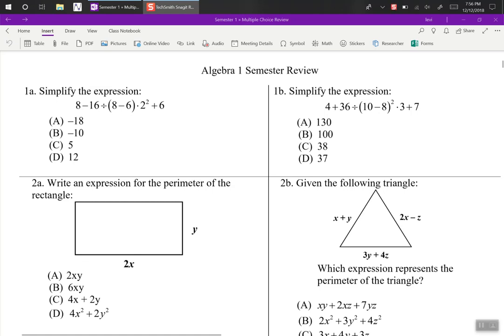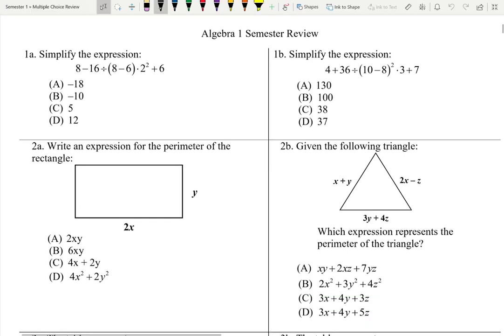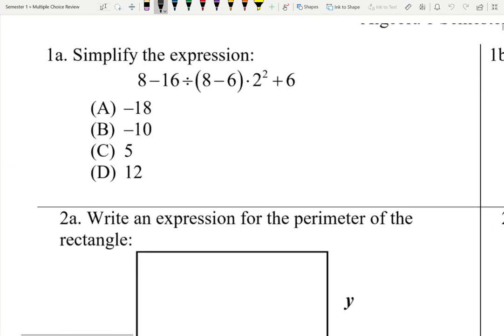This is the semester 1 review, and we'll do these one at a time here.